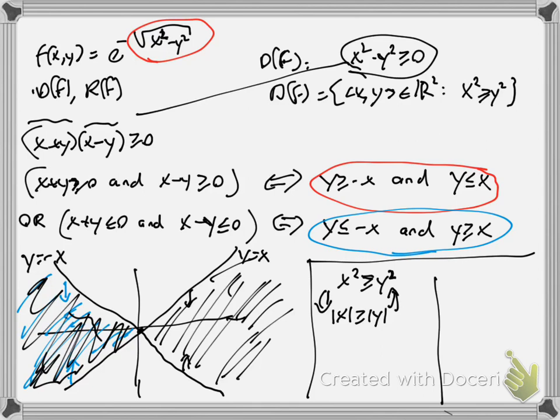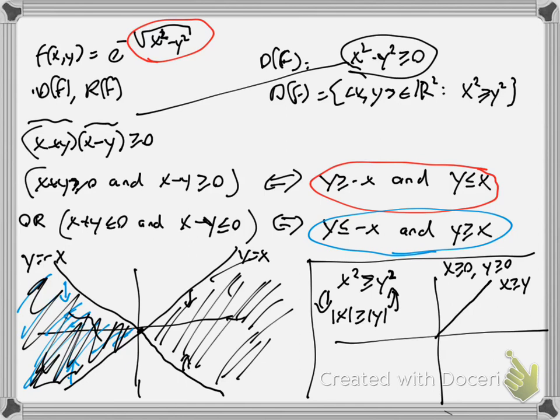So for instance, in the first quadrant, we have that x is non-negative and y is non-negative, and then the equation just becomes x is bigger or equal than y. And what is that? Well, this is the equation where y equals x.